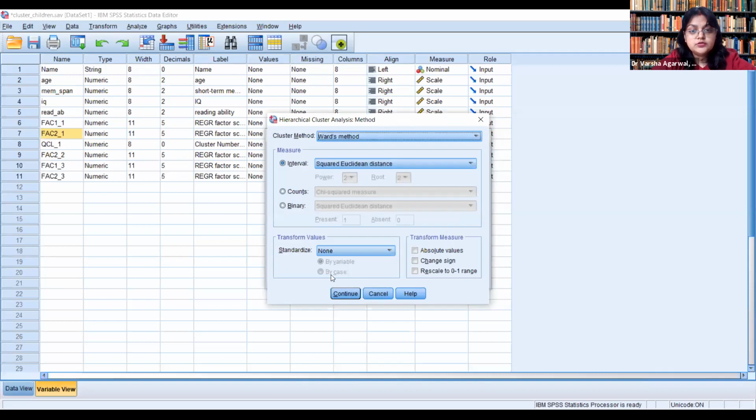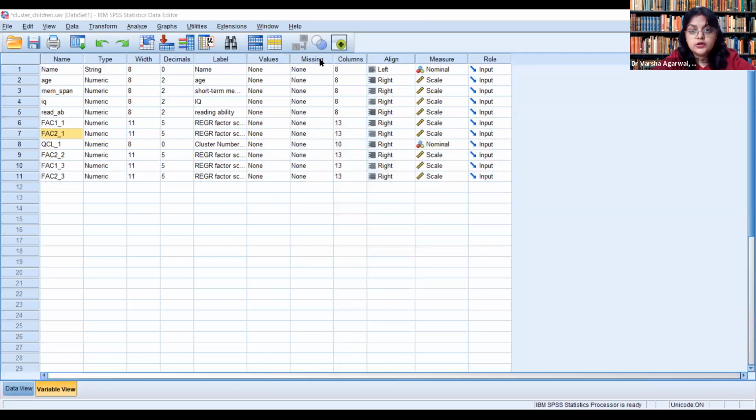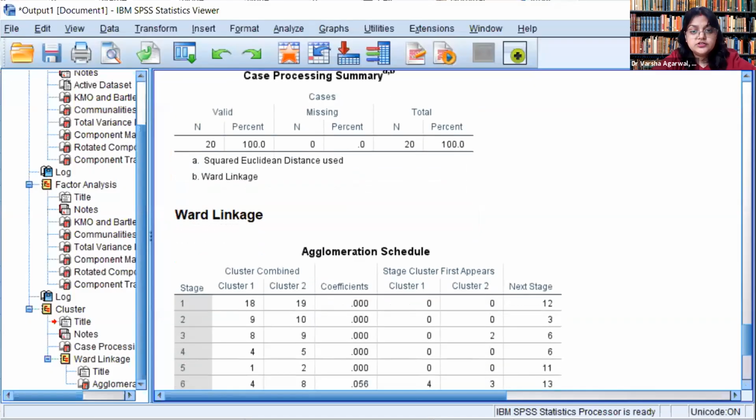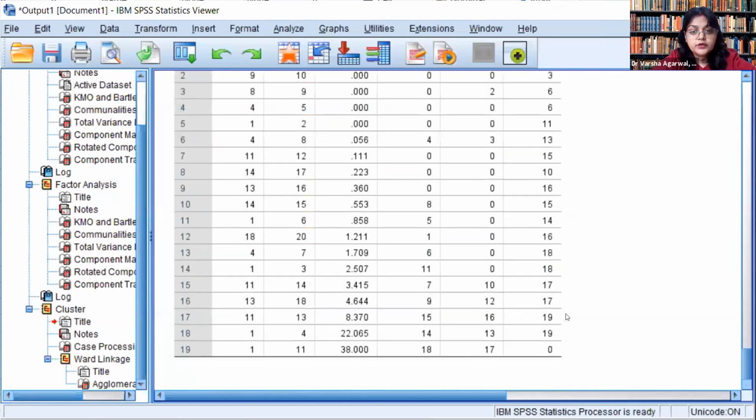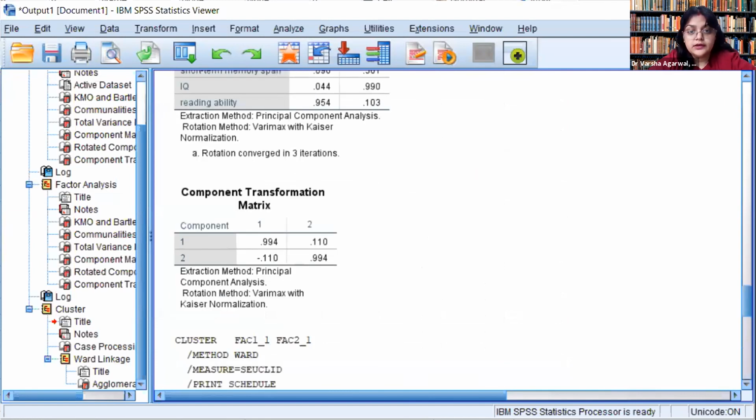Yes, okay. So our output window comes. I will just show the output window quickly here. So this is the output window. So case processing. Okay, totally we have 20 samples here. Okay, agglomeration schedule. So now you see coefficients have come. So totally how many clusters we need to form here, that we have to identify. Getting it?